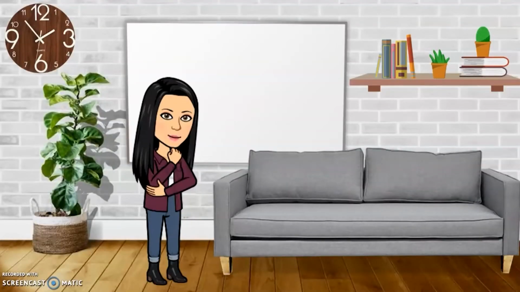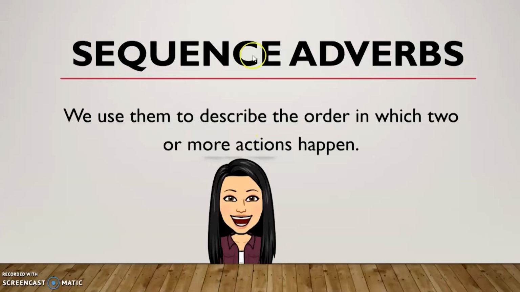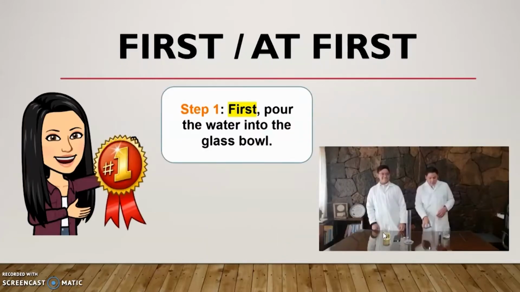Hello, learners. It's me again. Now, we are going to learn about the words that are at the beginning of each step. They are called sequency adverbs. Take notes if necessary. Here we go. Those sequency adverbs, we use them to describe the order in which 2 or more actions happen. But where are they? Let's check them.